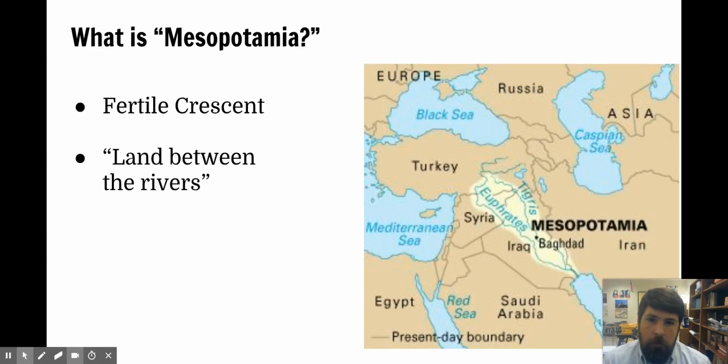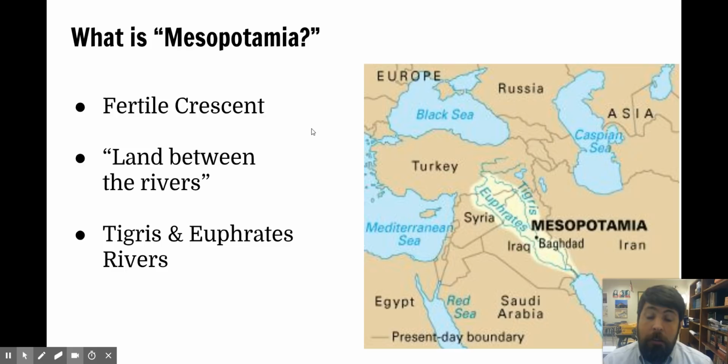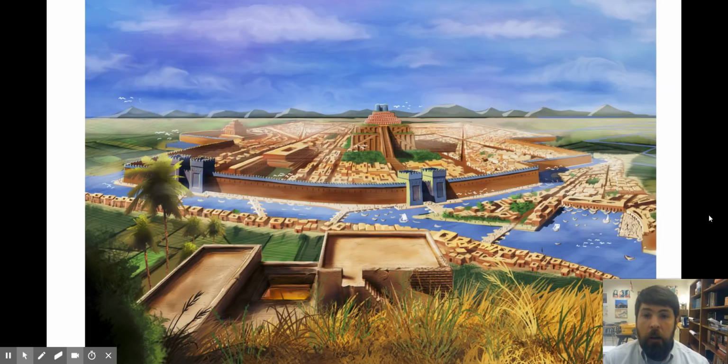And you might be saying to yourself, Mr. Everton, what rivers? What land? What rivers is this land between? And the answer to that, dear student, is the Tigris and the Euphrates. The Tigris is further to the east, the Euphrates is further to the west, and the two of them together make this an area of remarkably fertile soil, which meant that farming could prosper here and could lead to complex societies like the one you see illustrated here.